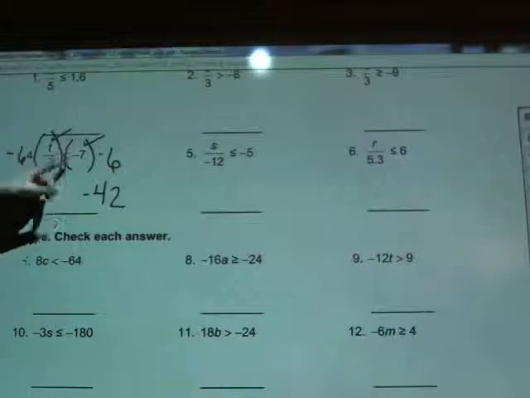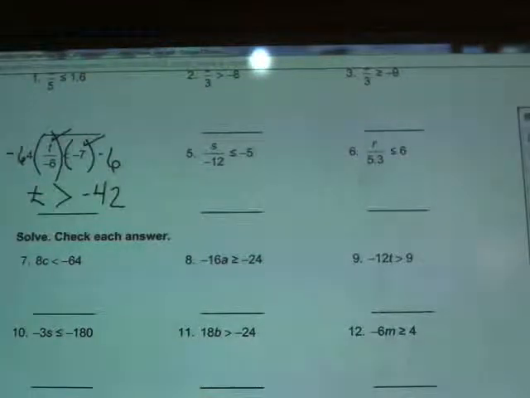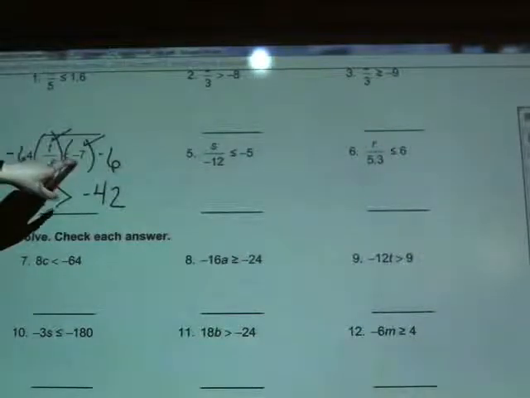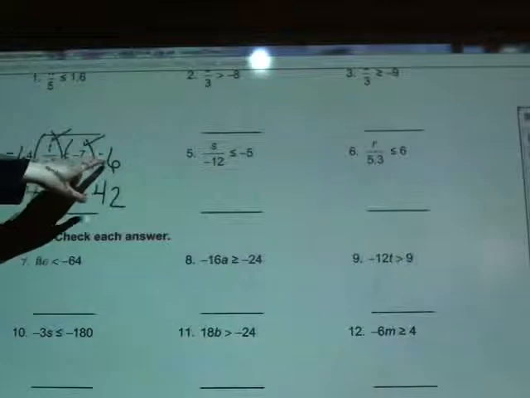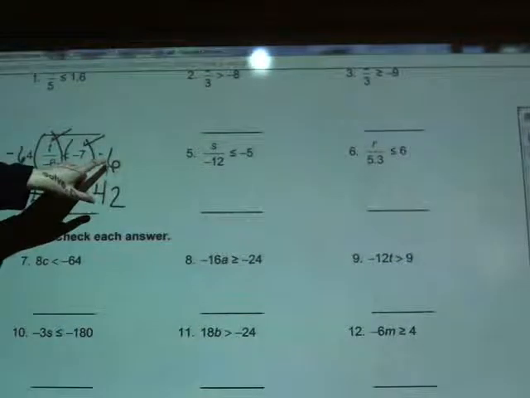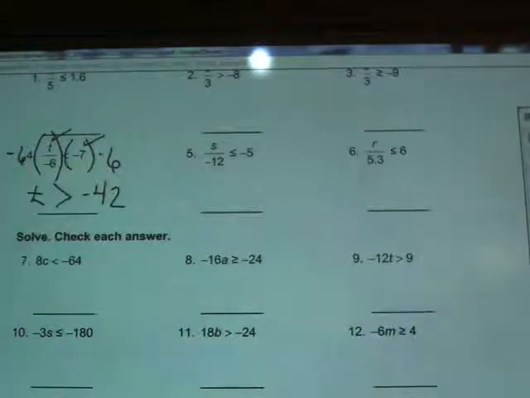So instead of pointing to the left, it's now going to point to the right, and it's going to be greater than. Again, it's the number that you're multiplying or dividing by. The fact that this 7 was negative is not important. It's the fact that I multiplied by negative 6. That's the number I multiplied both sides by. That's the one that causes the sign to flip.